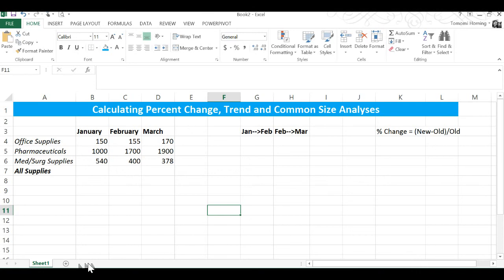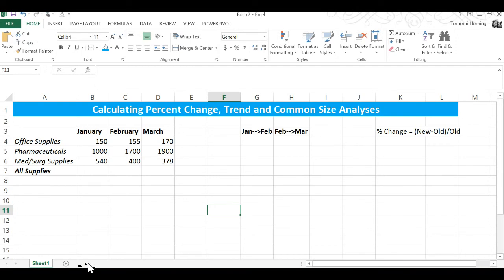So there are a couple concepts from Chapter 13 that I want to call your attention to particularly, and they fall on pages 409 to 413, and those are things like calculating percent change, trend, and common size analyses. So these are fairly basic financial tools and concepts that you really have to understand in order to evaluate a financial position for a department or an organization.